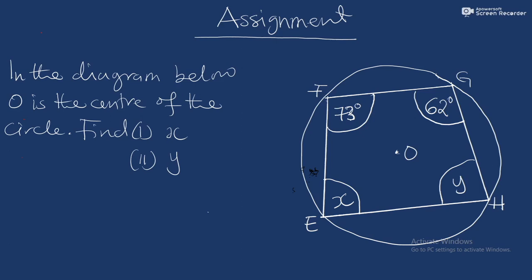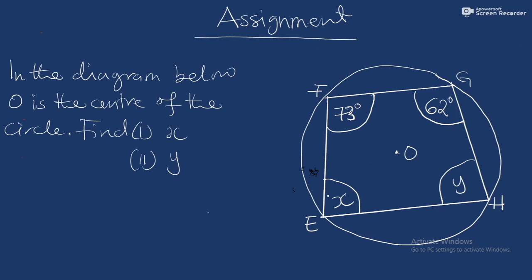Then we look at the sixth theorem. I hope you all did the assignment. Good. So let's begin with the question. Now the assignment was, in the diagram below, O is the center of the circle. Find I, X, II, Y. So this is our diagram.